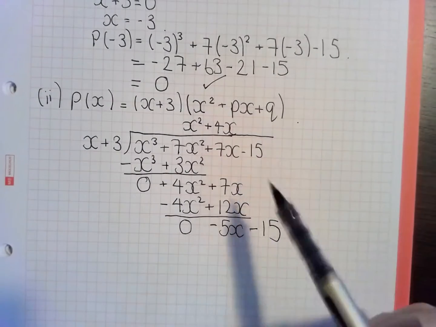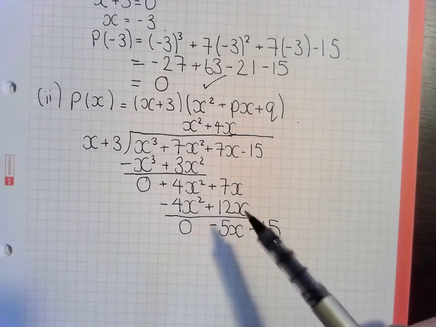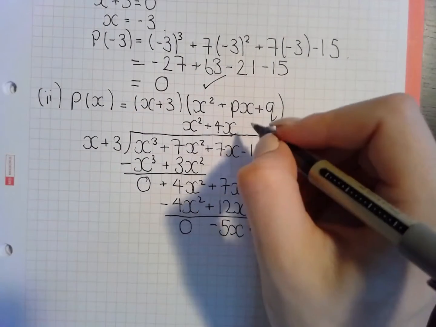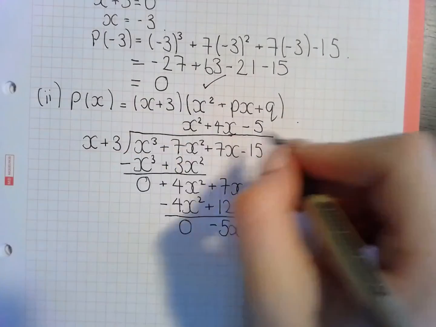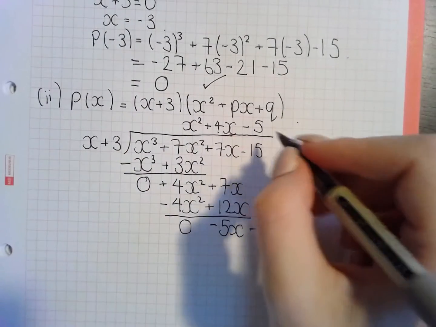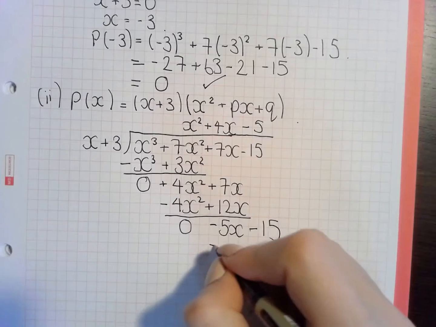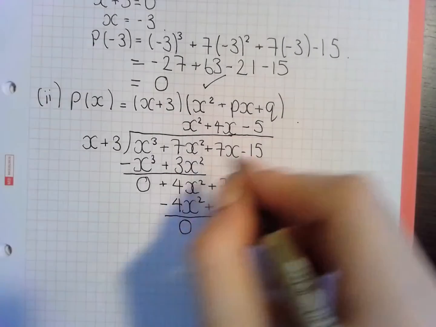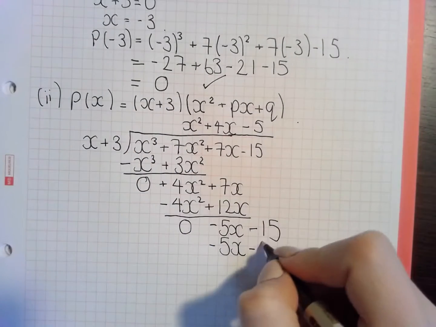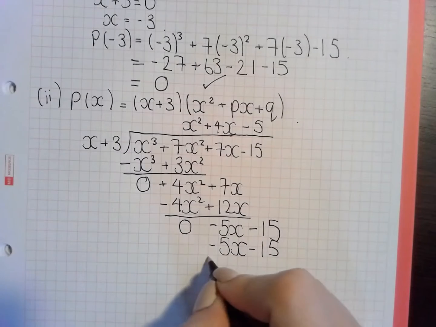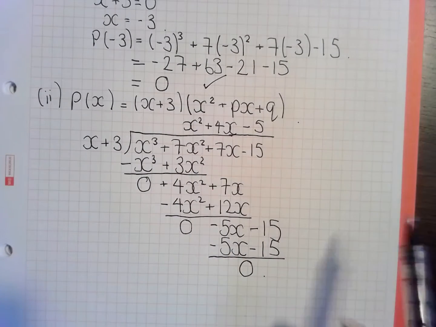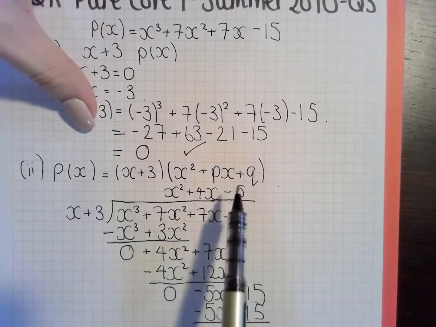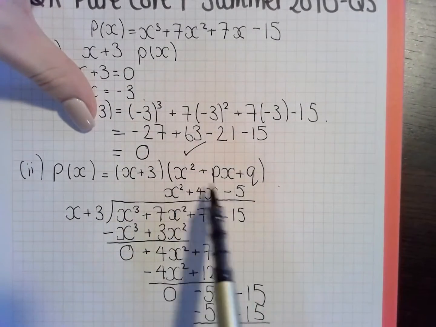Okay, so what do we times x by to get minus 5x? That would be minus 5. And let's just do this all out to prove that it is actually working. So minus 5 times x is minus 5x. Minus 5 times 3 is minus 15. And of course, if you subtract these from one another, we're just going to get 0. So this is the quadratic that you're looking for, right?